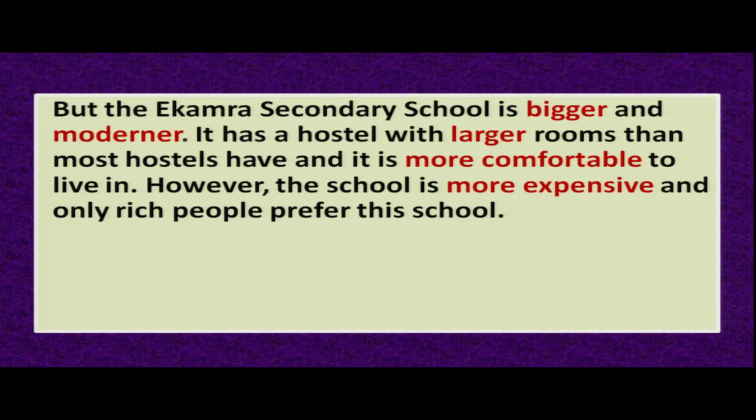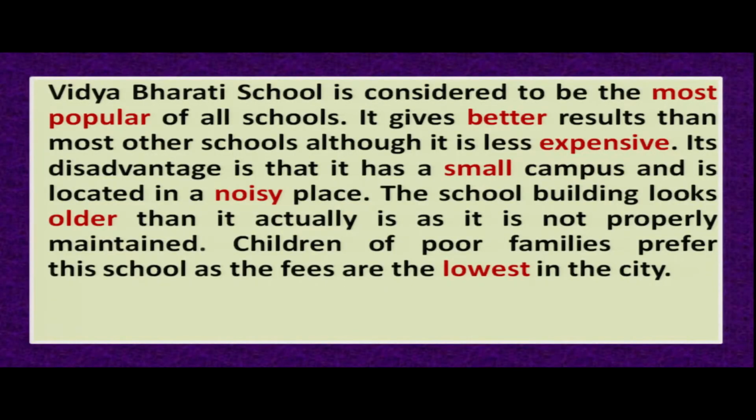Right. So however the school is more expensive and only rich people prefer this school. So the last paragraph: Vidya Bharati school is considered to be the most popular of all schools. It gives better results than most other schools although it is less expensive. Its disadvantage is that it has a small campus and is located in a noisy place. The school building looks older than it actually is, so than is there, right? As it is not properly maintained. Children of poor families prefer this school as the fees are the lowest in the city, the lowest. So superlative degree of adjective, right?